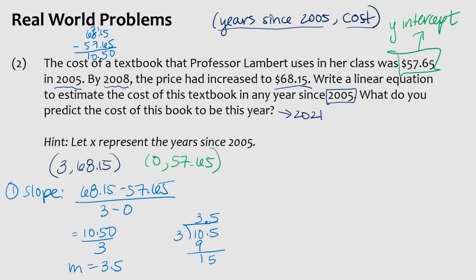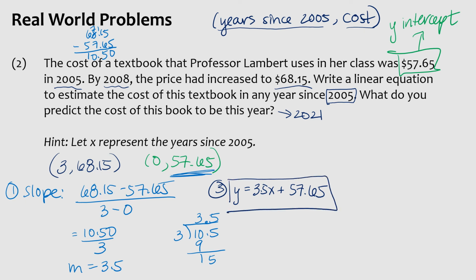Now here's the part I really like. This is the y-intercept. I don't have to solve for that. I can just go straight to step 3 and say y equals 3.5x plus 57.65. Hooray! That's just the first part, right? Write a linear equation. Here's my linear equation.